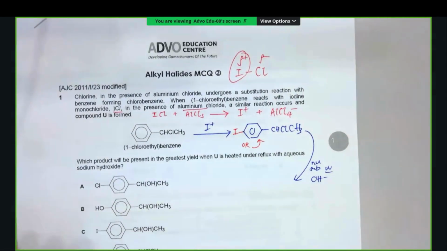So your job is to tell me which C-X bond is weak enough to be broken. That's all. This one can or not? Can you break the C-Cl bond here? Can you undergo substitution basically? Then how about the I that is attached directly to your benzene ring? Why not? Lachita, why not?